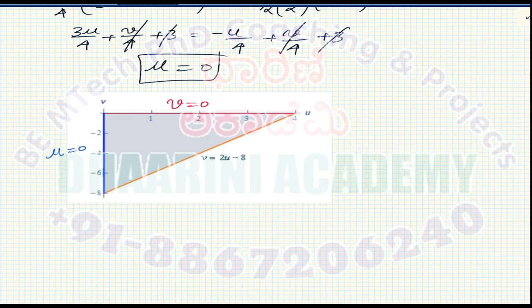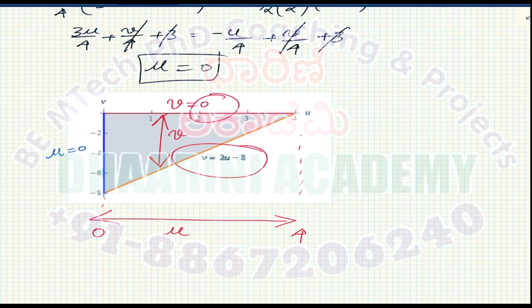Okay, now what are the limits that we can actually define here? The u will definitely vary. I can see that u varies from 0 to 4. This is the limit of u. But the v varies like this. This is the variation of v. U varies horizontally from 0 to 4. This is 4, this is 0. But v is not varying from 0 to minus 8. It actually varies as per this equation, maximum value being 0, minimum value being 2u minus 8.